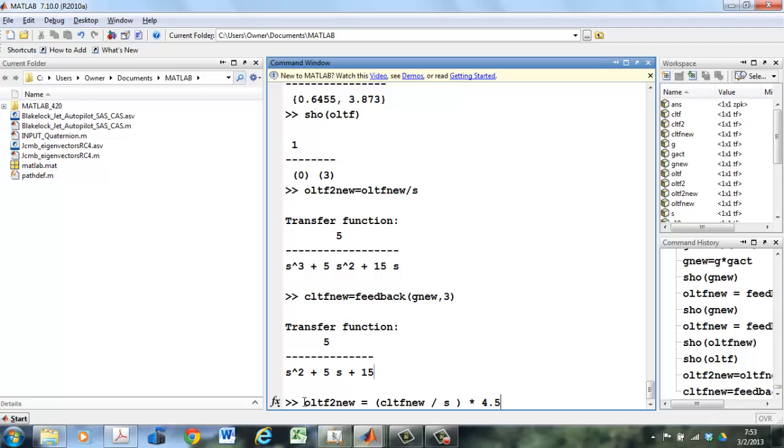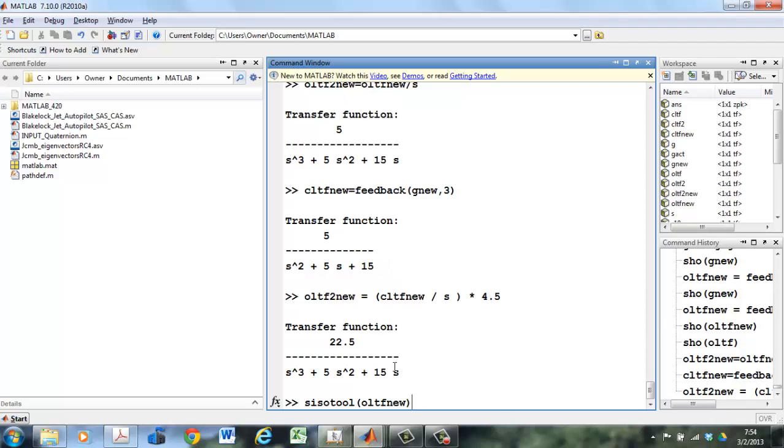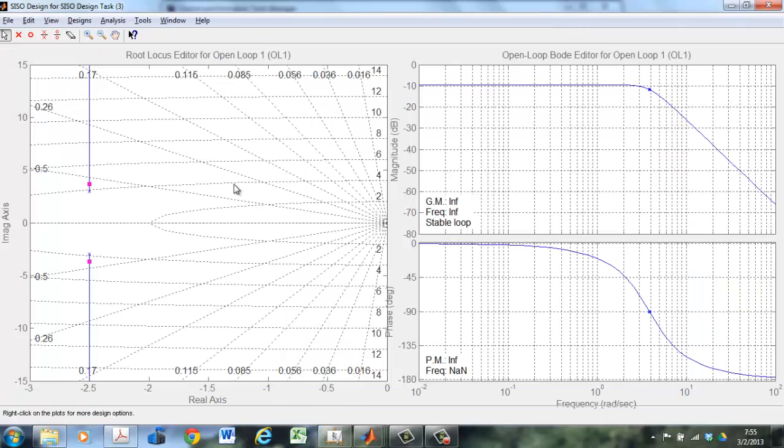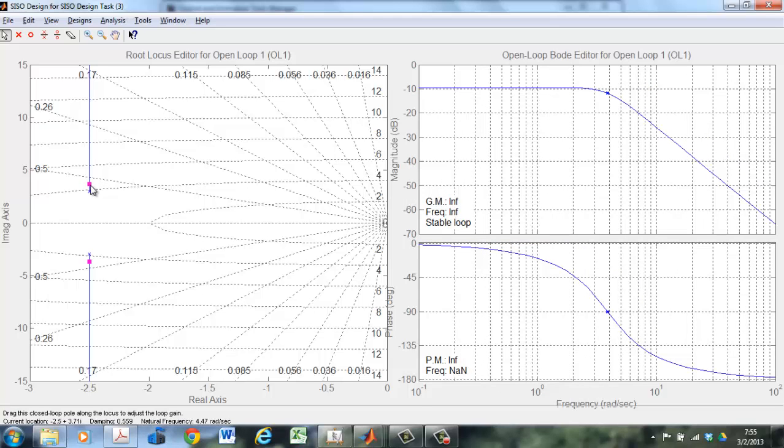Now if we look at that, if we close the loop on that OLTF new with a gain of 4.5, we can compare it to what we had last time with the SISO tool. So let's do that and see what happens. And what I see here is that when I close the loop on this system, I'm going to get roots over here, which are at damping of 0.6 now, 4.7, and I don't really even have a phase margin.